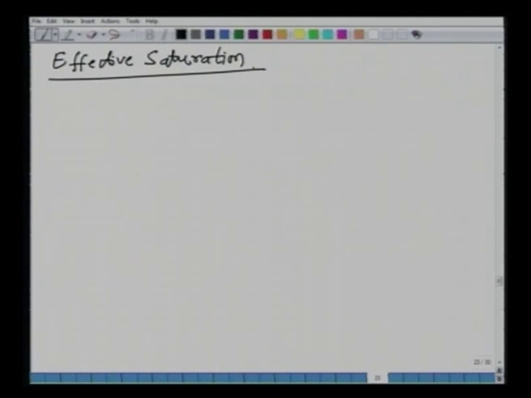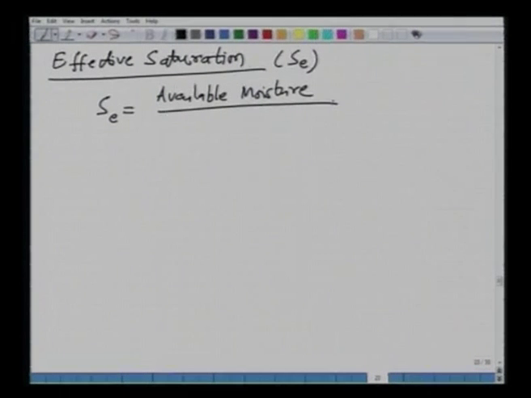Okay. And this effective saturation is denoted as SE. This is defined as the ratio of the available moisture divided by the maximum possible available moisture in the soil.